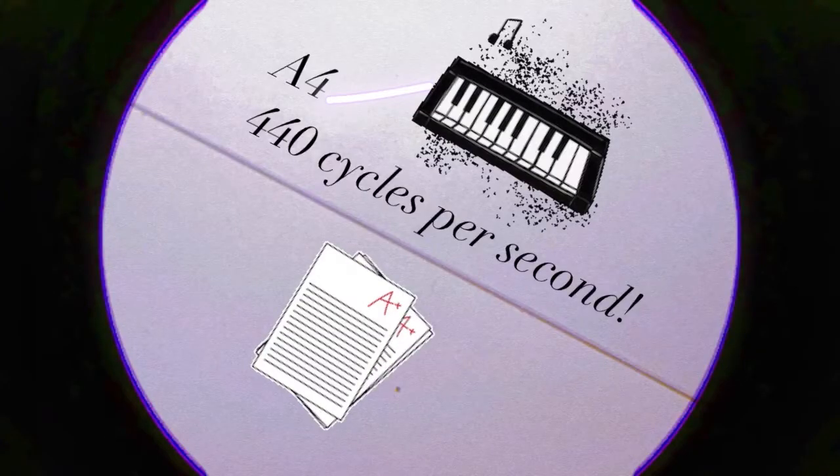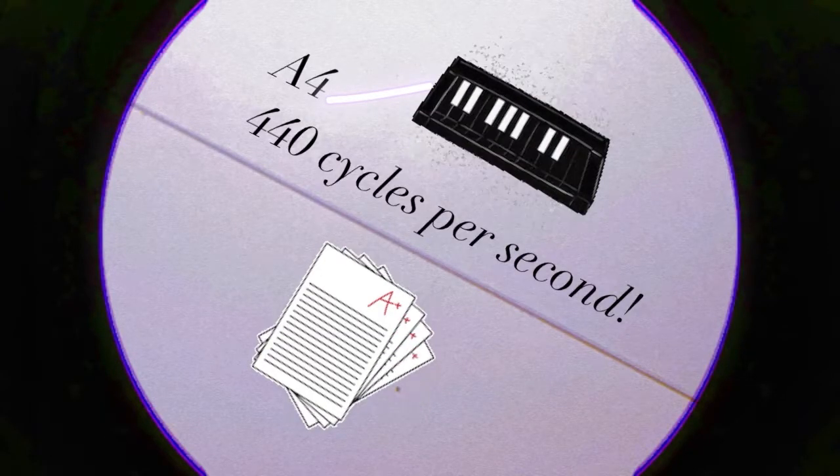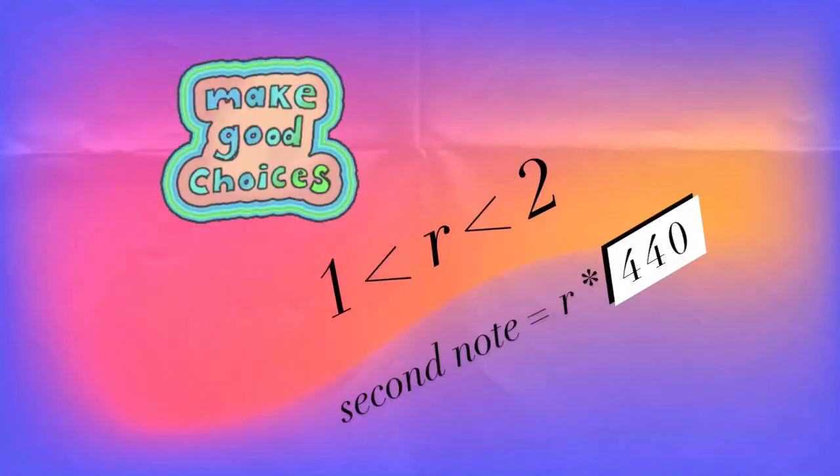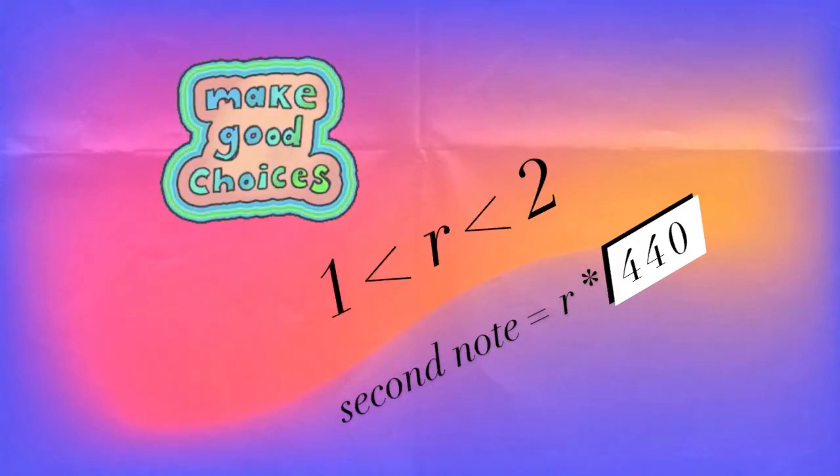Now back to that note A the dice landed on. A4 has a frequency of 440 Hz. Think of some number between 1 and 2, which we'll call R. I'll play a second musical note whose frequency is R times the frequency of our first note, 440 Hz.